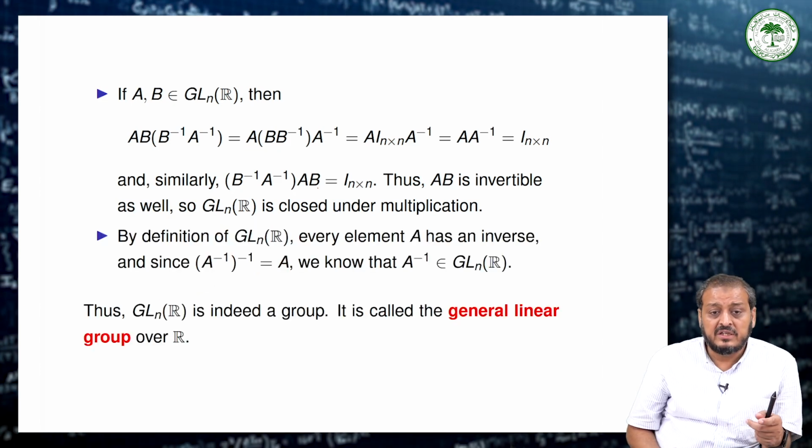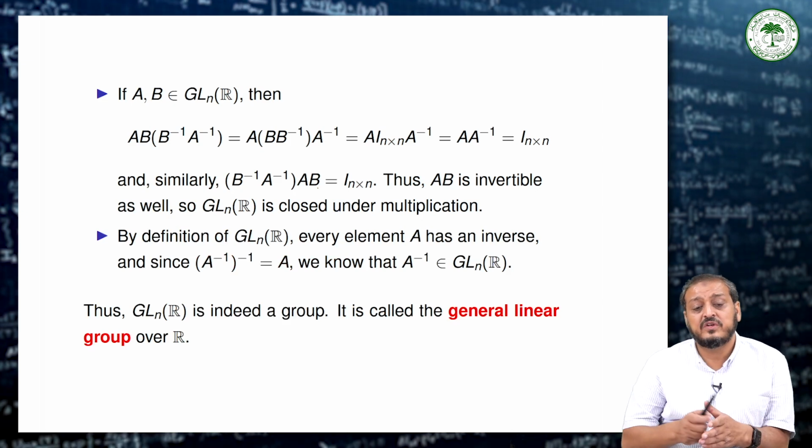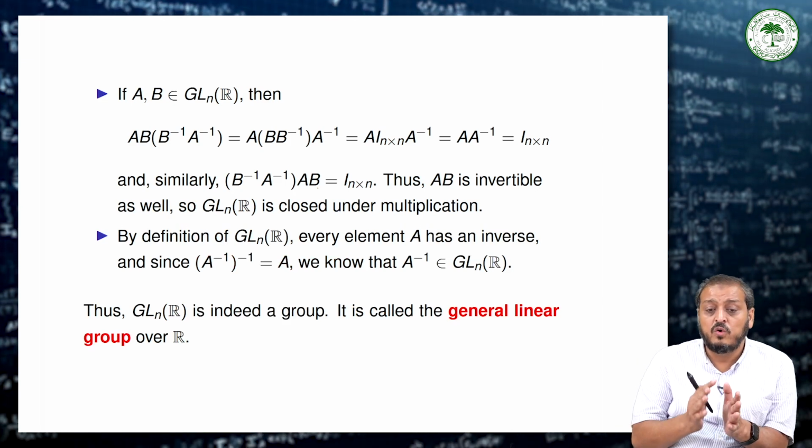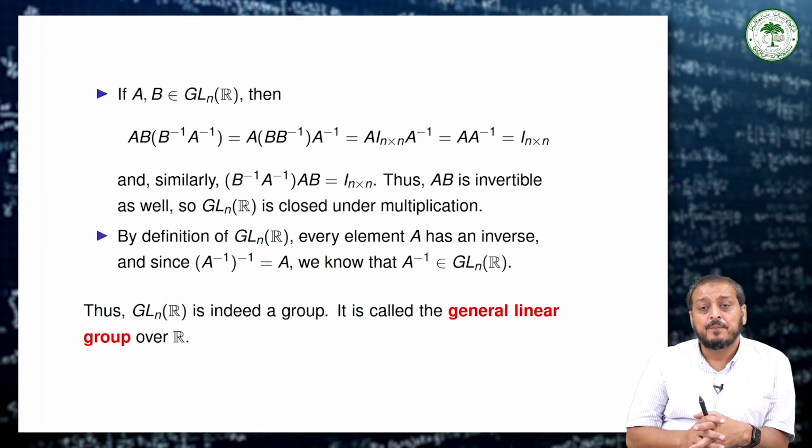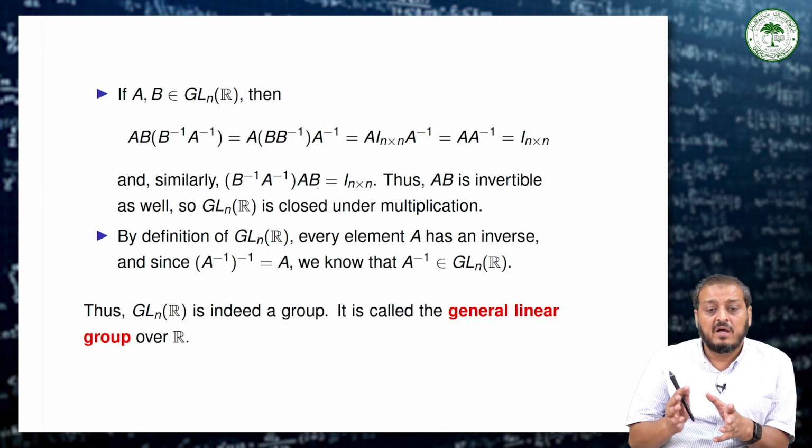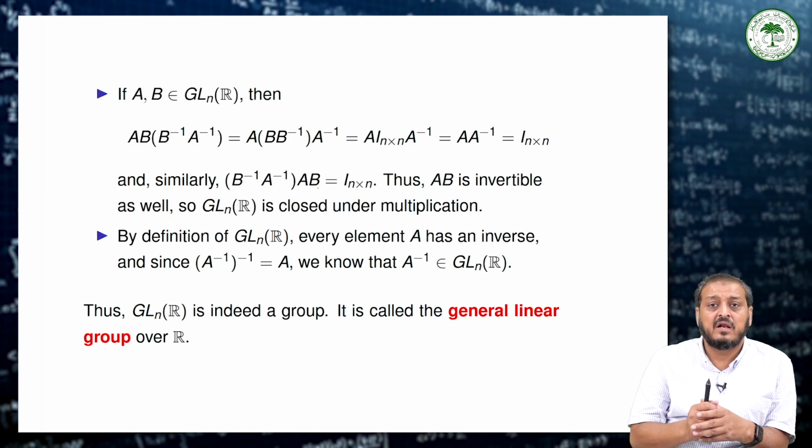So we can say that GL(n, R) is indeed a group, and this group is called the general linear group over the reals.